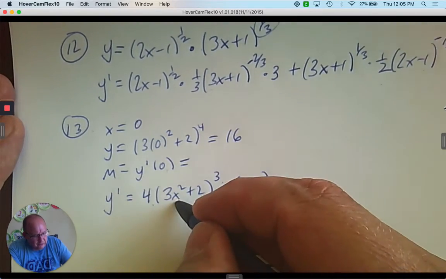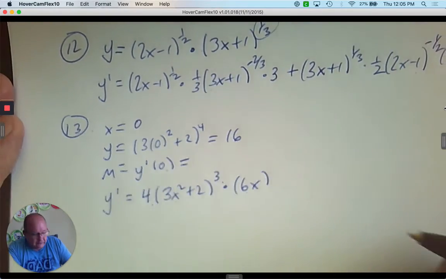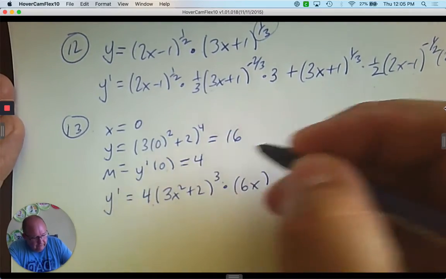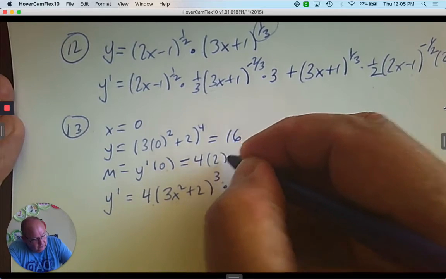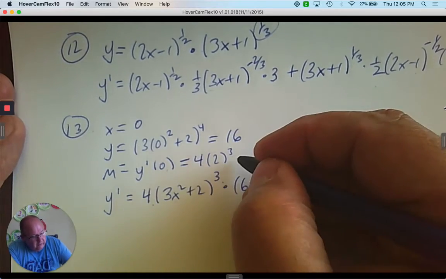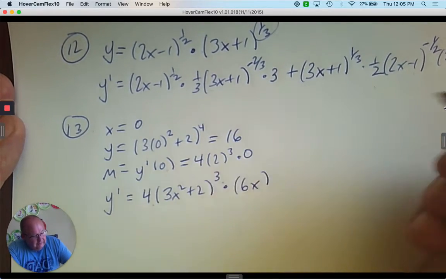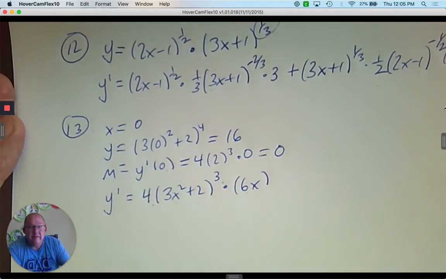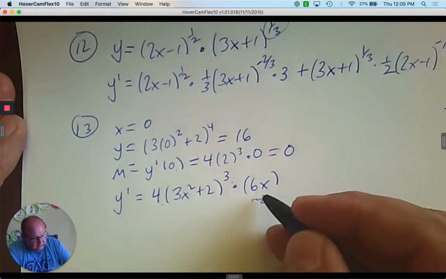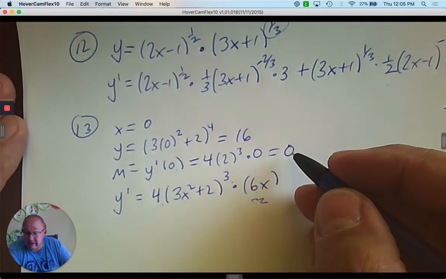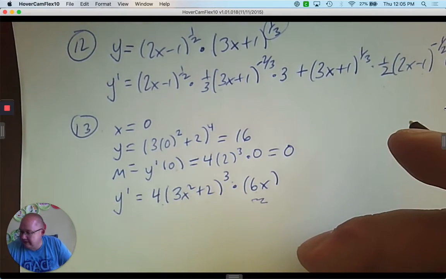Next, plug 0 in wherever there's x, and it might be helpful to simplify. So if I plug 0 into here, I got 2 cubed. 0 here, well, wait a second. So try not to think too hard, right? Because this right there, whatever this is, it's going to be 0 times something, which is going to give the answer 0. Make sure I did it correctly.